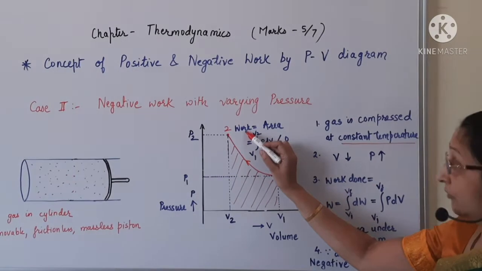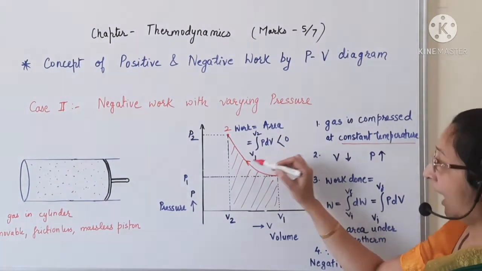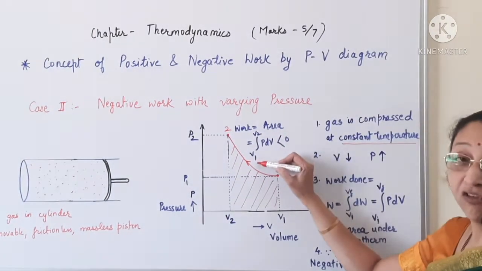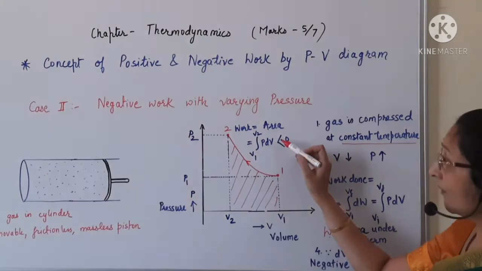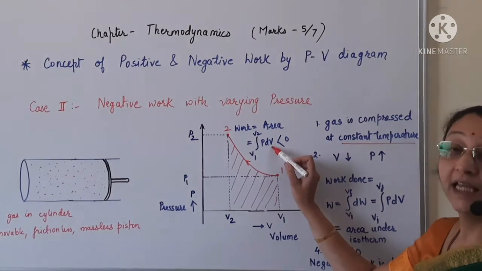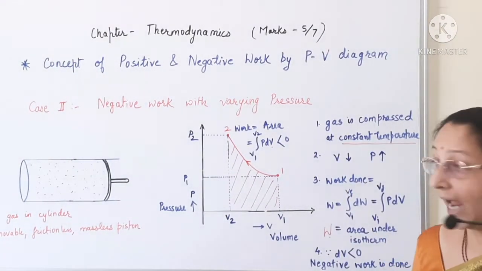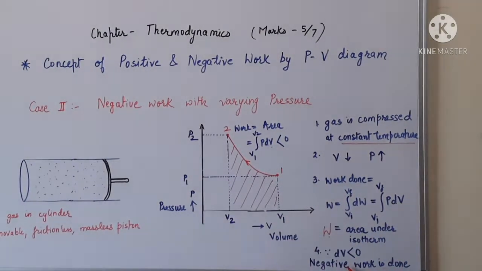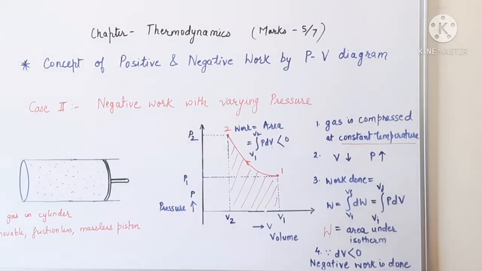That is, the work is the area under the curve from V1 to V2, which is less than 0, because this dV is less than 0, and in this case negative work is done.